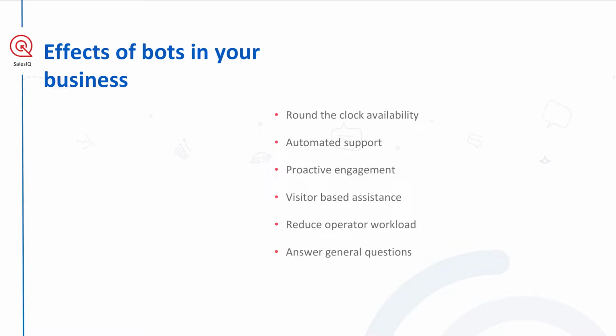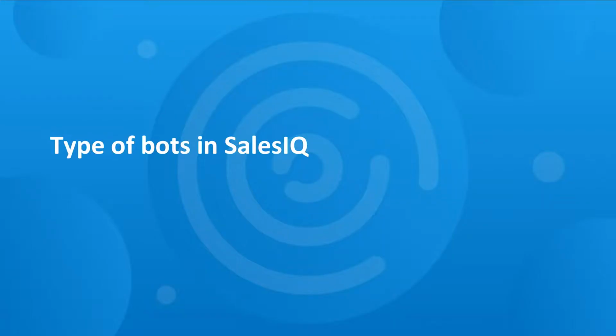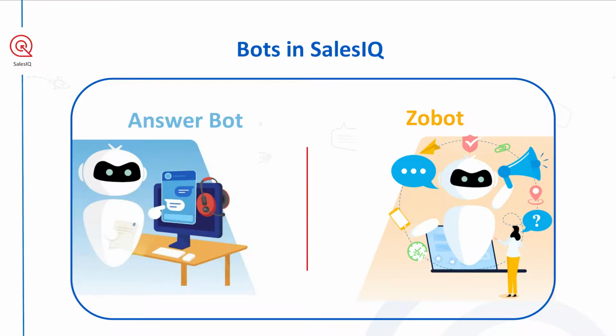So now let's take a look at the types of bots in Zoho SalesIQ. In Zoho SalesIQ, we have two types of bots. One is a very simple resource-based answer bot. And next, we have the complex, flexible, and powerful business-specific Zobot. So these are two entirely different bots.